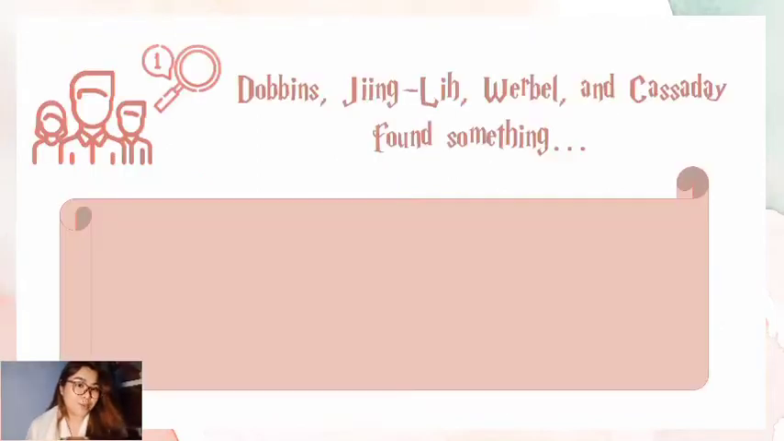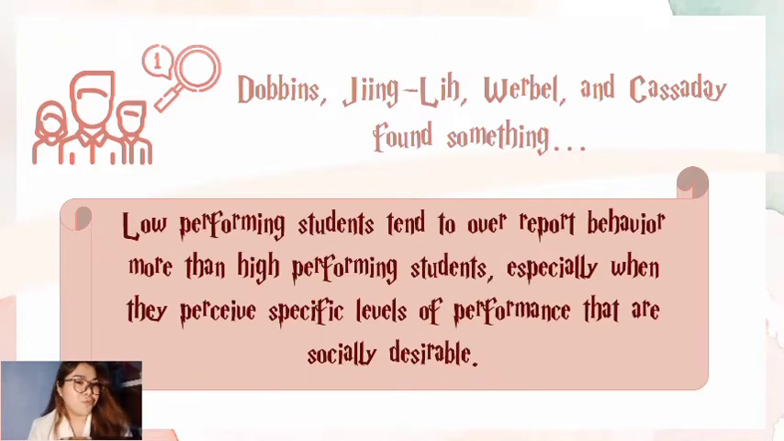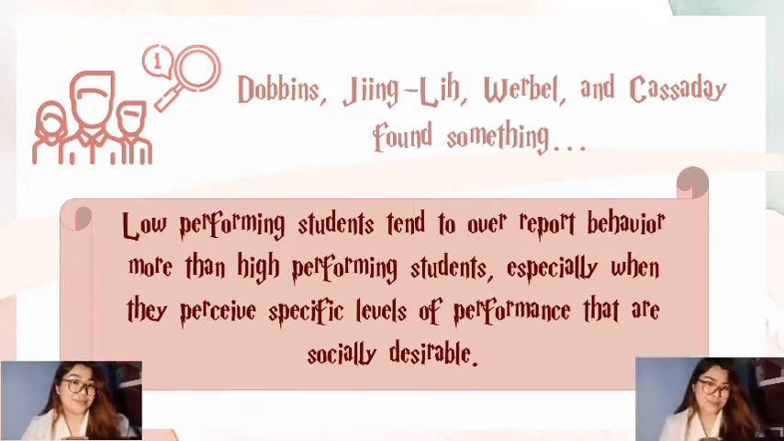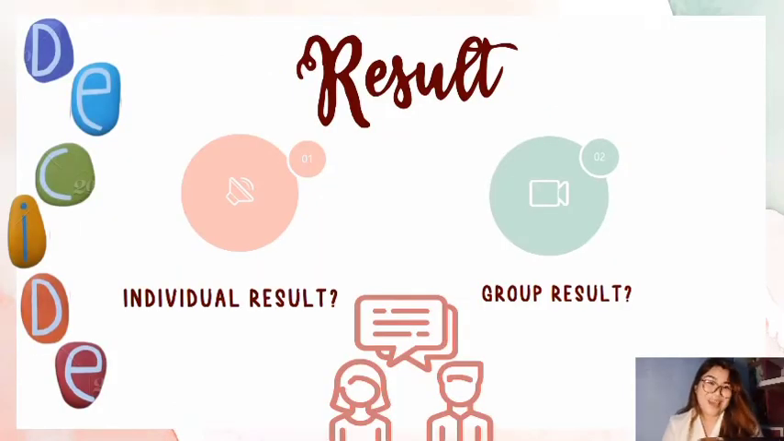Dobbins, Jingley, Burble, and Cassidy found something. Well, they found out that low-performing students tend to over-report behavior more than high-performing students, especially when they perceive specific levels of performance that are socially desirable. Interesting, right? Let us now proceed to the last consideration, which is the result.